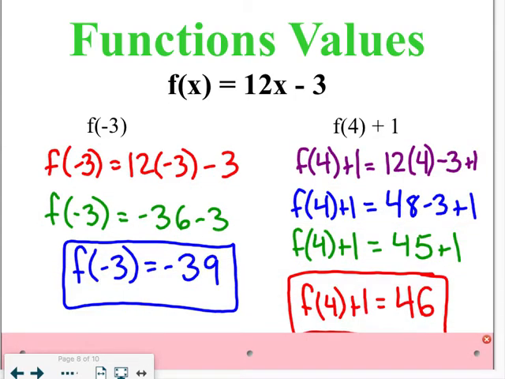f of 3 in this case gives you negative 39, and f of 4 plus 1 gives you positive 46.